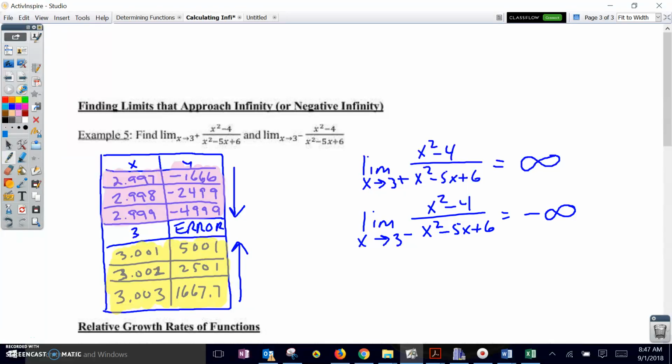Alright? So that's something you should look for when you're looking at a limit as x approaches a particular value. If the numbers are getting to be larger and larger positive values as we approach, that means that we're approaching infinity. If they're approaching a larger and larger negative value, that means we're approaching negative infinity.